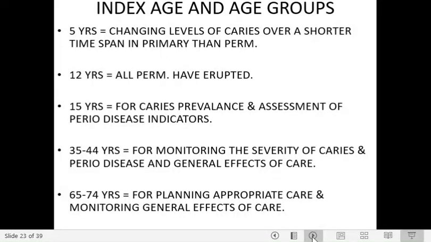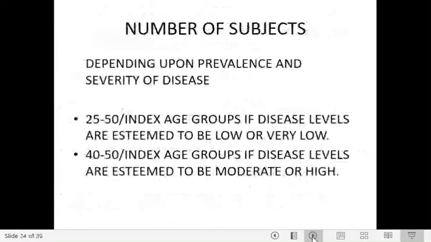So, if a question is asked to you about how you will carry out a National Pathfinder Survey of dental caries, you can choose 5 years, 12 years, 15 years and 35 to 44 years. If they ask you about periodontal disease, you can choose 15 years, 35 to 44 years and 65 to 74 years. Again, if oral cancer is asked, you can choose 15 years, 35 to 44 years and 65 to 74 years.